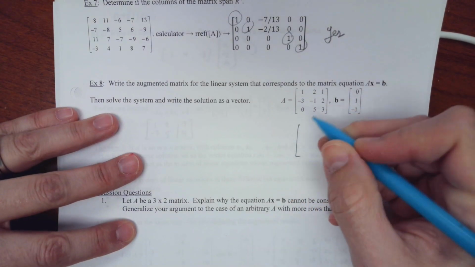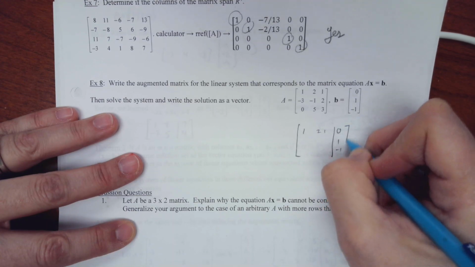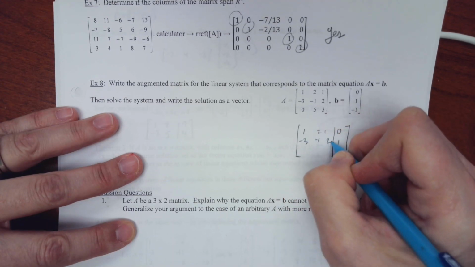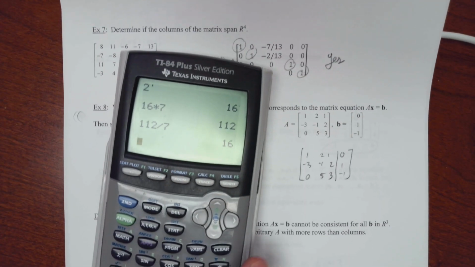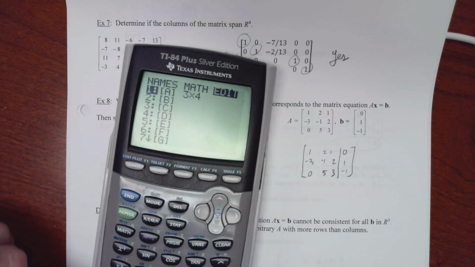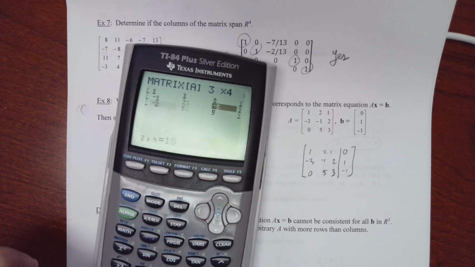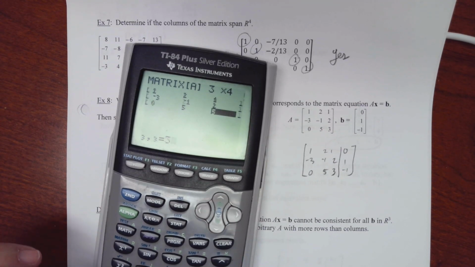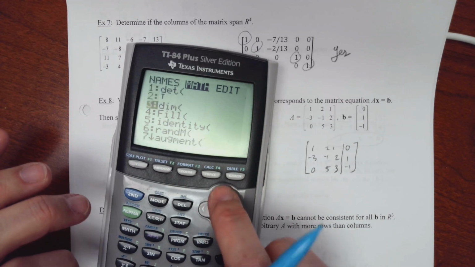So I got 1, 2, 1, augment it with 0, 1, negative 1, negative 3, negative 1, 2, 0, 5, 3. And so I think I'll pop that in the calculator here. All right, 1, 2, 1, 0, negative 3, negative 1, 2, 1, 0, 5, 3, 1. All right, and RREF it.